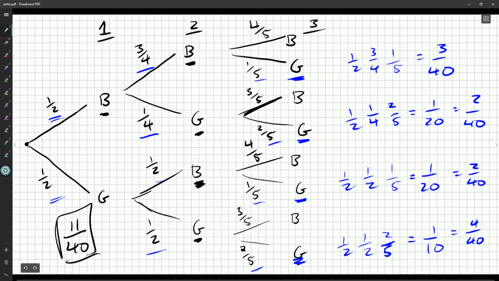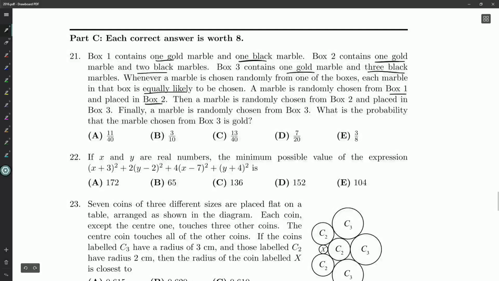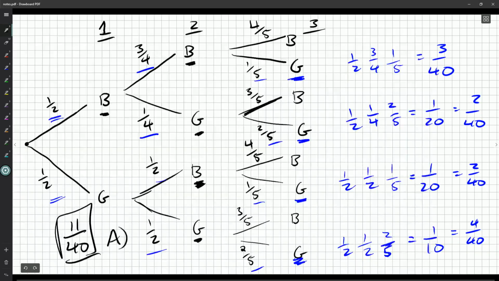There are lots of different ways to wind up getting a gold at the end. But thanks to our probability tree, all the different probabilities are sorted out, and we can see our answer is going to be A, 11/40. So we just bubble that in, and there we go. It didn't take too long as we are familiar with the concept of a probability tree and how they branch out, as well as how to read the probabilities of certain paths and then add them up at the end. It wasn't so bad.